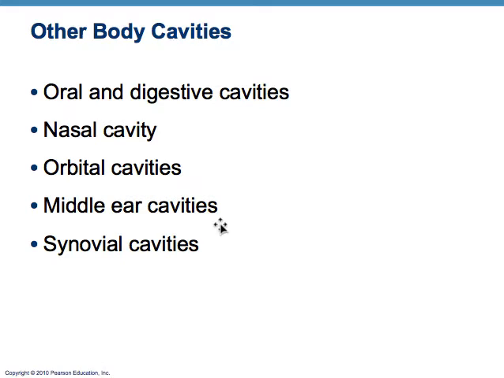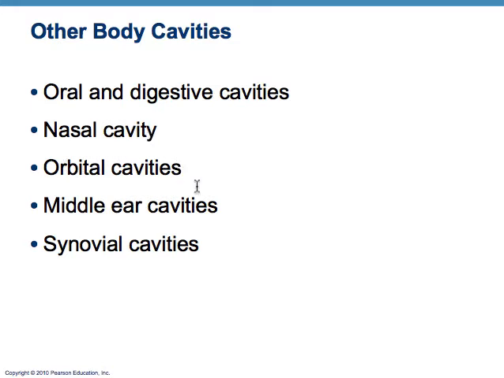Last but certainly not least, some other body cavities that are important to remember. We have our oral and digestive cavities. These open to our external environment. So remember that our oral and digestive cavities are lined with a mucous membrane to help fight off foreign invaders. We have our skin protecting our closed environment, but that open environment, the oral and digestive cavities, is lined with what we call a mucous membrane. Also, our nasal cavity, another opening to our external environment, lined by those mucous membranes.